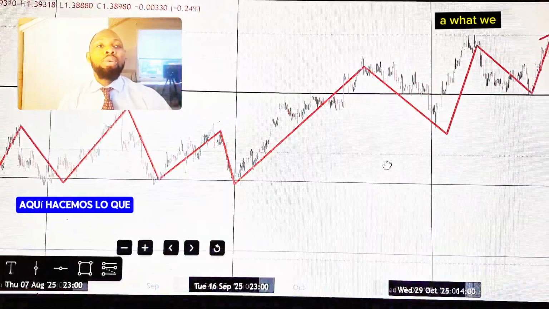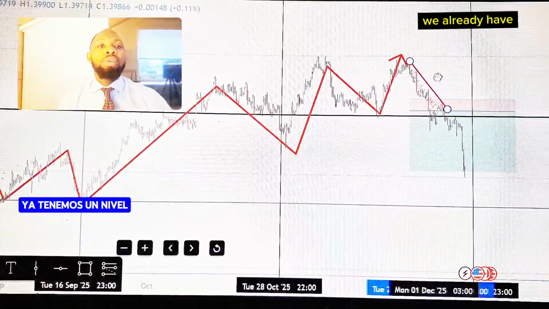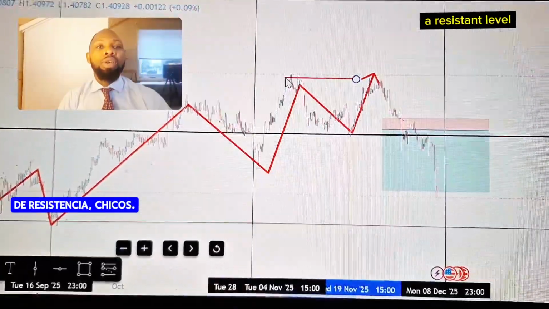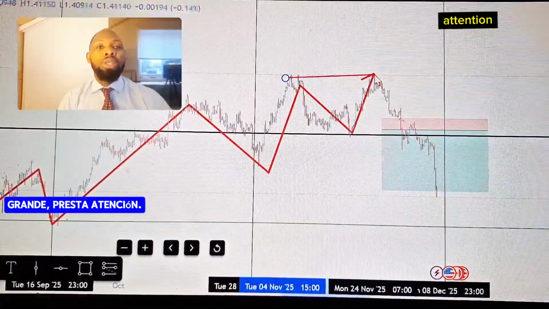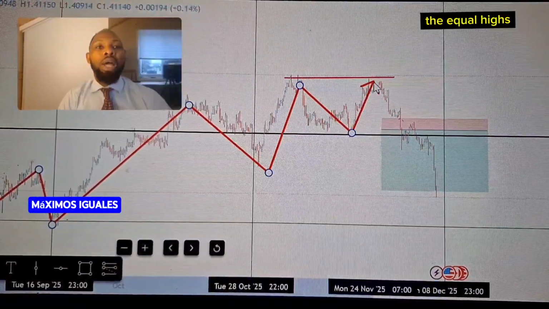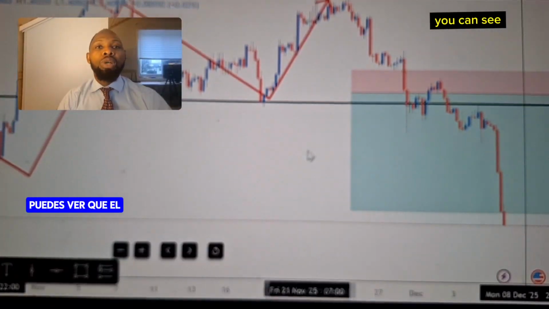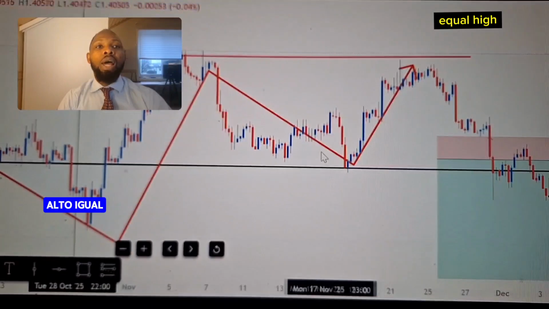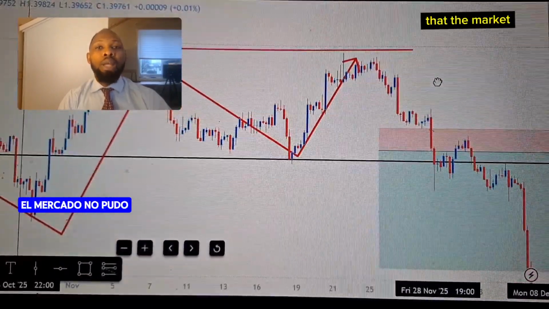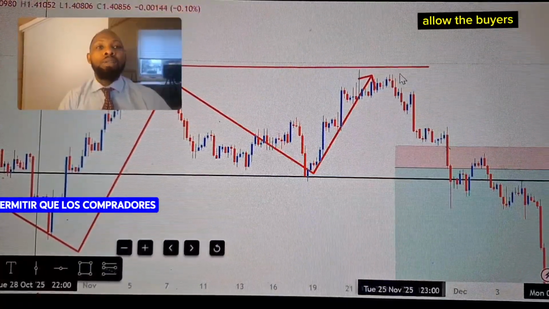Here we make what we call the equal high, because here previously we already had a resistance level. Guys, I'm going to make it bigger. Pay attention. Here we are going to have what we call the equal highs. I'm going to make it bigger. You can see what I mean, guys. You can see that the market has made an equal high. So equal highs always tell you that the market couldn't break, the sellers didn't allow the buyers to continue upwards.